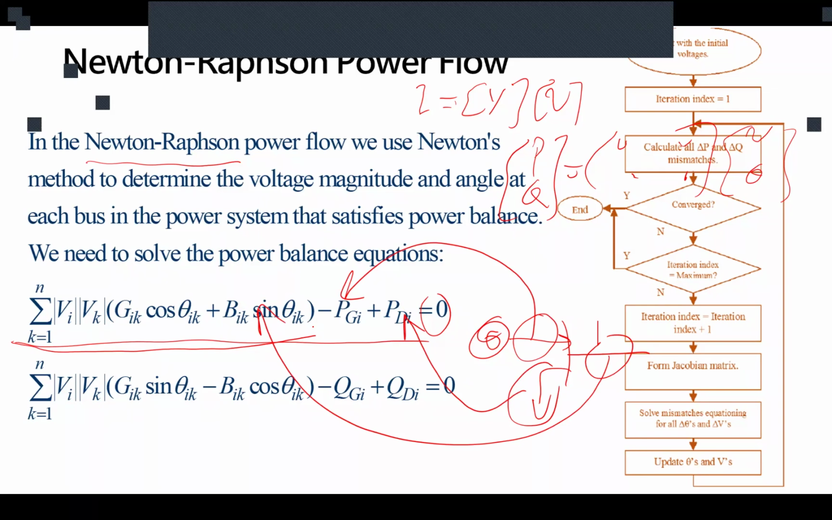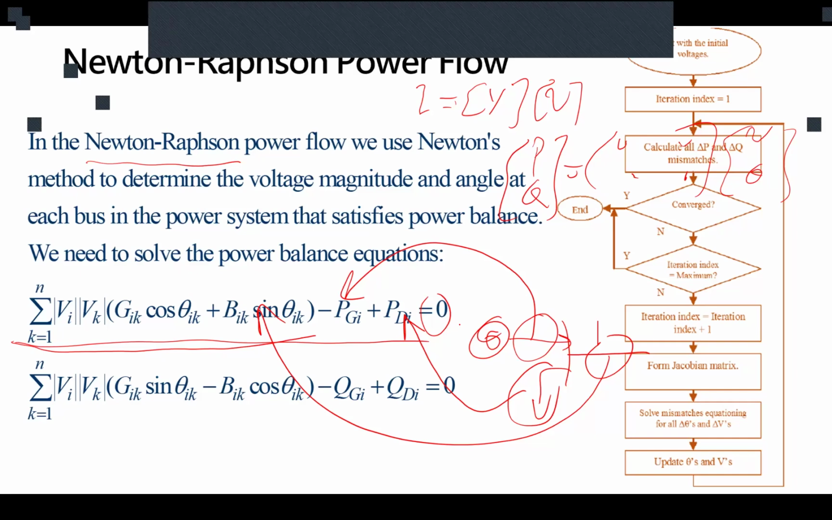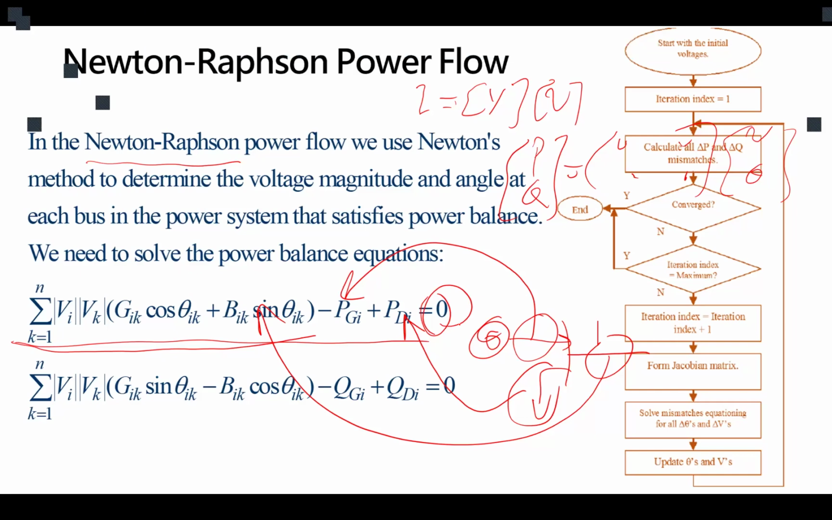So KCL says it should be 0. We use that power balance idea to find out if our guess is close to the real value or not. Because if it's not close, this would not be 0. Are we good? Now, when you have it, it's an iterative kind of situation. You guess, you check, it's not acceptable, the error is too much, you try another guess.